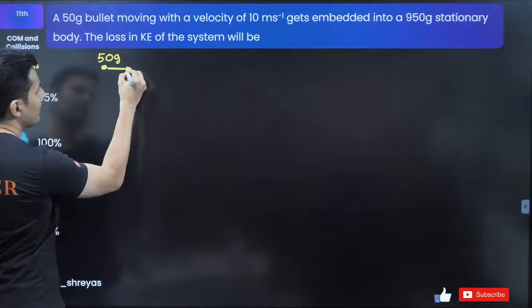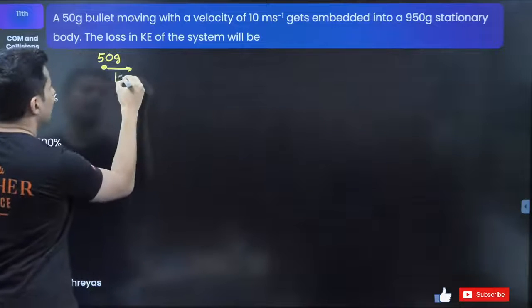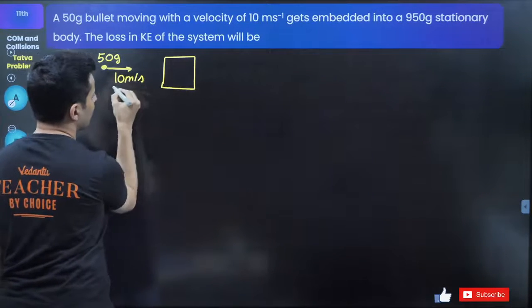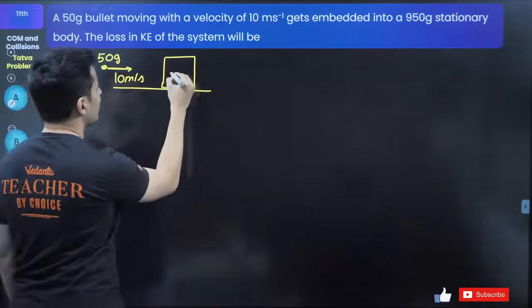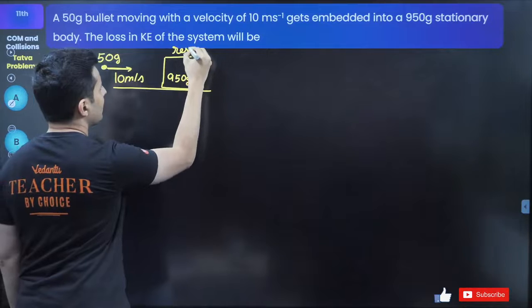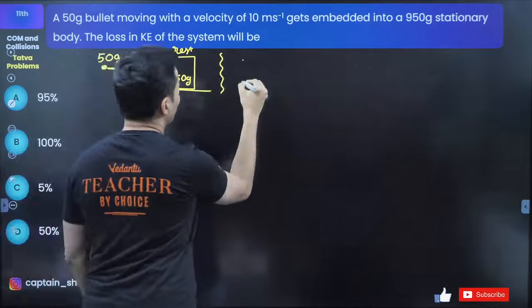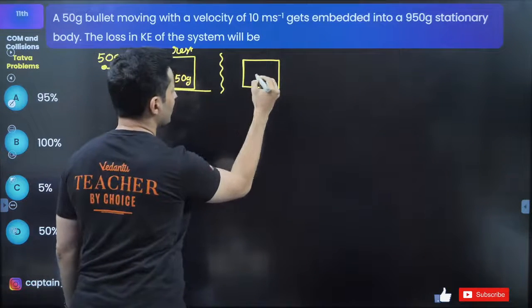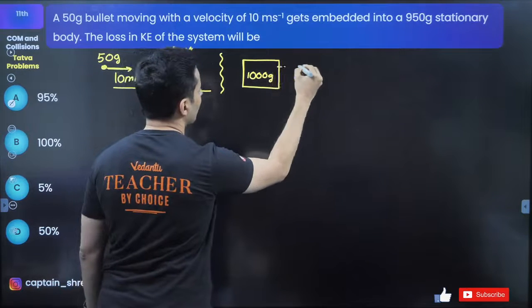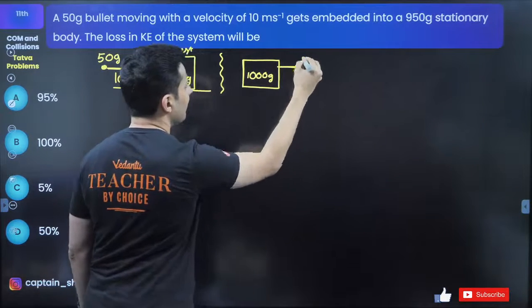It is moving with a certain speed. How much speed? 10 meters per second. It hits a block which is at rest. The block's mass is 950 grams. After the collision, both of them will move together as one single unit. Now this will be 1000 grams moving with a common velocity v.